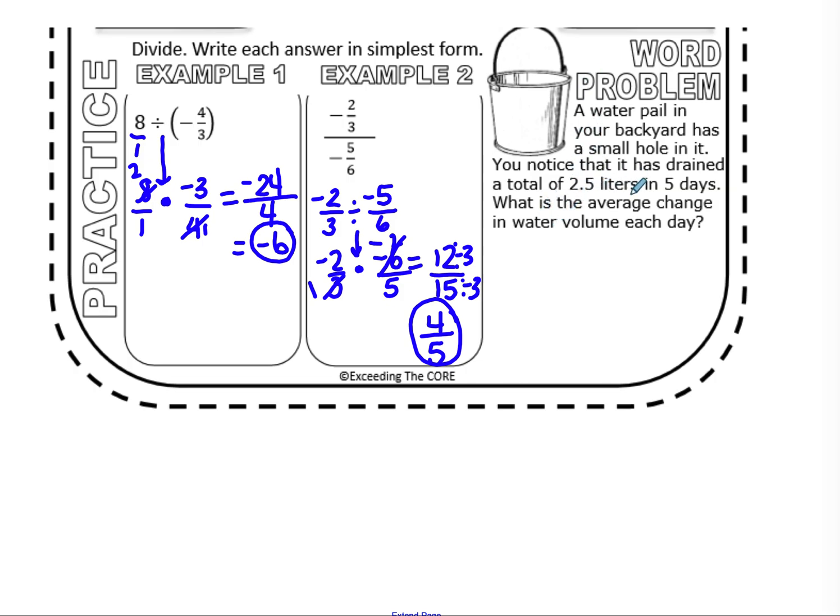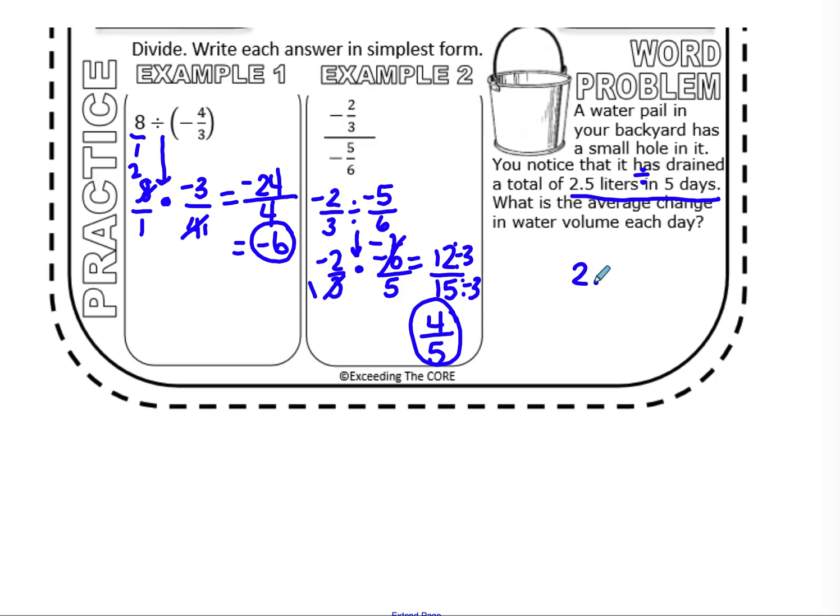All right, and then let's look at this word problem. A water pail in your backyard has a small hole in it. You notice that it drained a total of 2.5 liters in 5 days. What is the average change in water volume each day? Okay, so this is our rate here. This is our order. We're going to do 2.5, and we're going to divide it by the 5 days to figure out what the average change is.